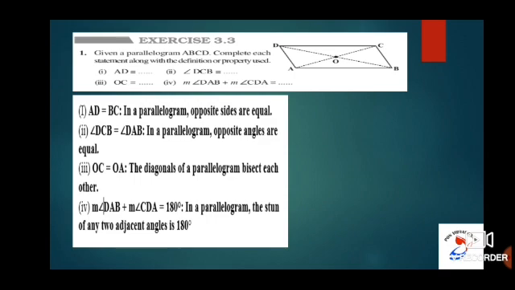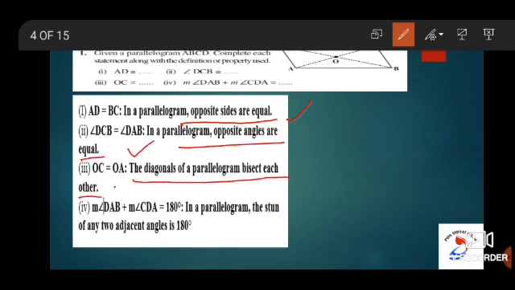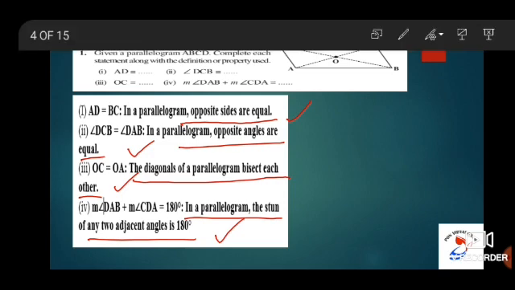Children, before starting with this, let us recollect the properties of parallelogram. In a parallelogram, opposite sides are equal, opposite angles are equal, the diagonals of parallelogram bisect each other, and adjacent angles of parallelogram are supplementary. Now, we have to complete the following statements. Subdivision 1, AD is equal to dash. AD is equal to BC because AD and BC are opposite sides of parallelogram.